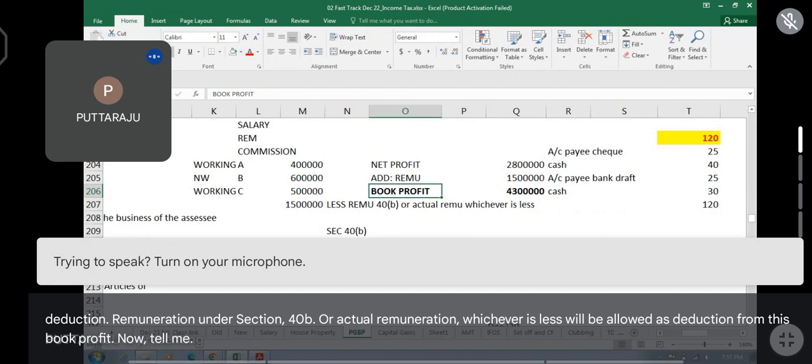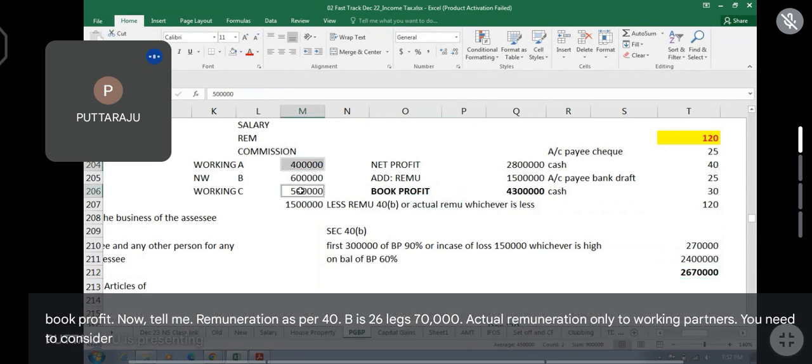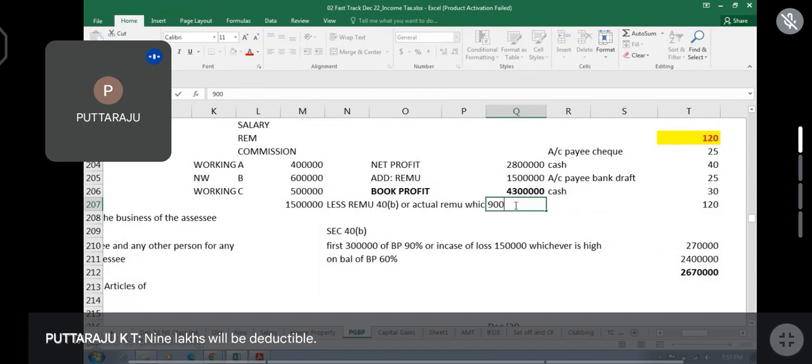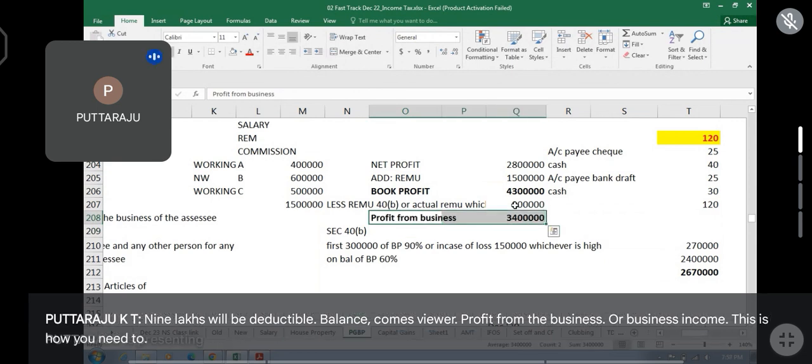Now tell me, remuneration as per 40B is 26 lakhs 70,000. Actual remuneration only to working partners you need to consider: 4 lakhs plus 5 lakhs comes to 9 lakhs. 9 lakhs or 26 lakhs 70,000, which is the least one? 9 lakhs. 9 lakhs will be deductible. Balance comes to your profit from the business, or business income. This is how you need to calculate.